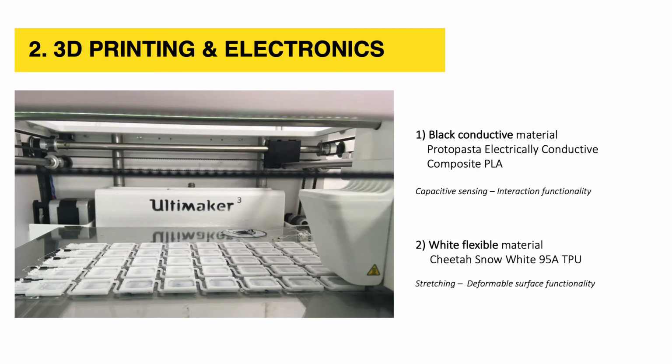The 3D printing process itself is pretty straightforward, and for our work we use an Ultimaker 3 with dual extrusion, and you can find more details about the printing settings in our paper. But to summarize again, for the materials that we used: Protopasta electrically conductive PLA, which is the black material, which is conductive, and we use the Cheetah Snow White TPU as the flexible material.